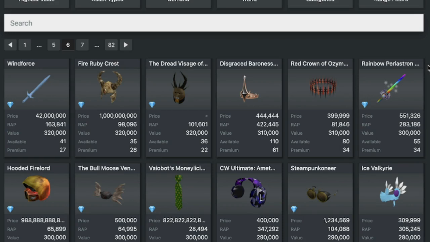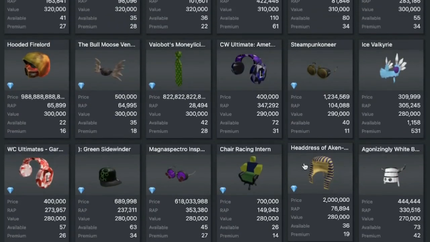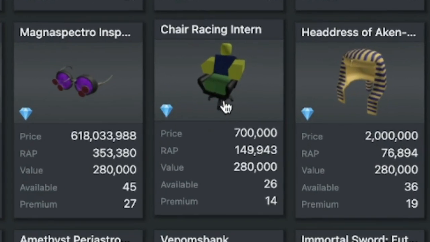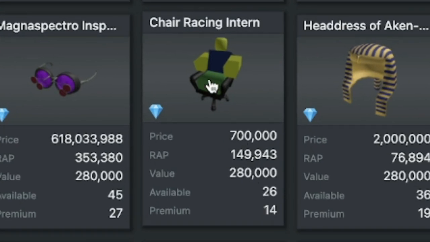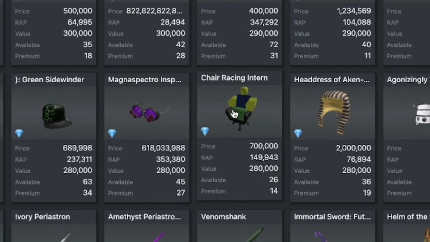Alright, so as you can see here, we have the Rolimon's catalog open, and you have a few items here. For example, this Chair Racing Intern item right here, also known as Cry. This item has a very low demand because it's a rare. It does not have many copies, nor does it look that good on your avatar. Now it is favored by rare traders because this item happens to be rare, which is something we'll talk about in this video, but as an example, this is a pretty low demand item.